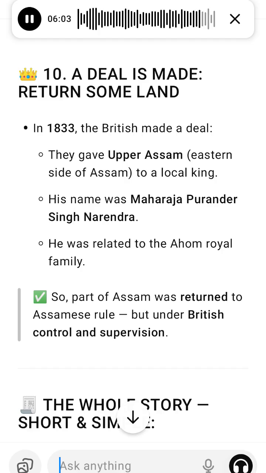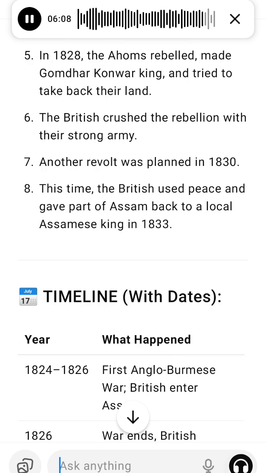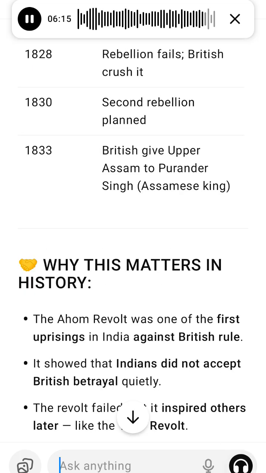British East India Company steps in. In 1824, the British declared war on Burma. This was the First Anglo-Burmese War, 1824 to 1826. The British entered Assam to fight Burma and push them out. The British won, and Burma was defeated. The war ended with the Treaty of Yandabo, 1826. The British promised to leave.